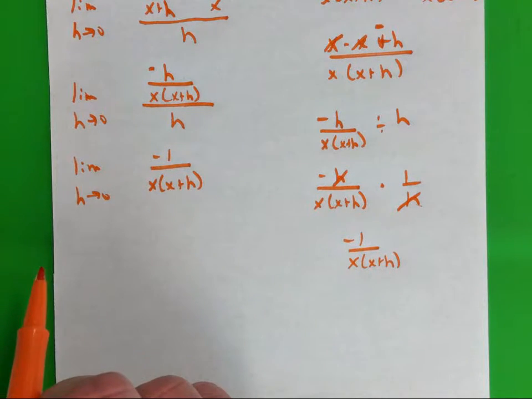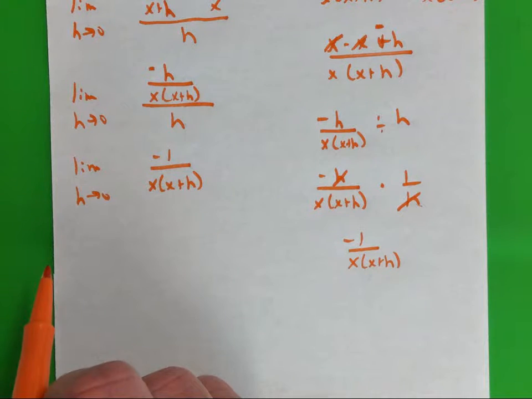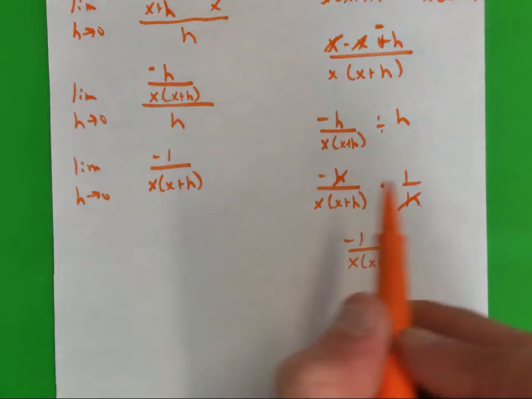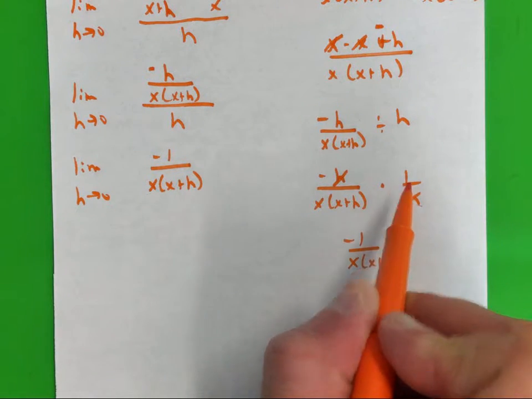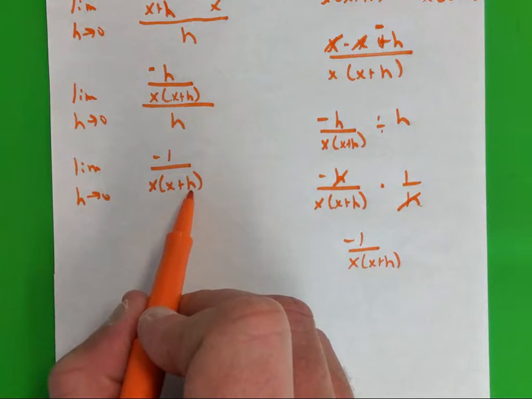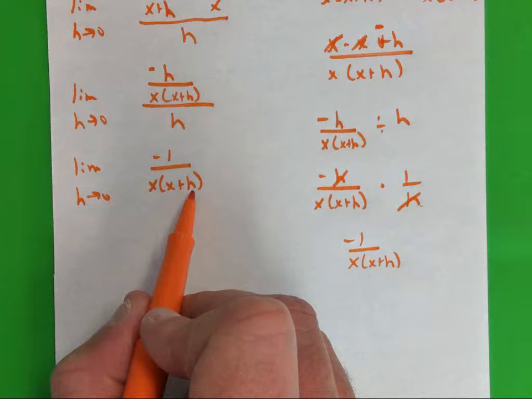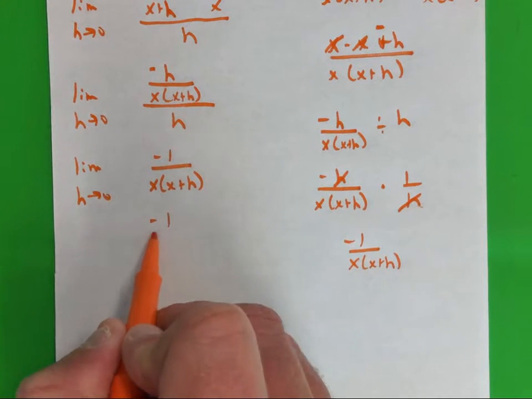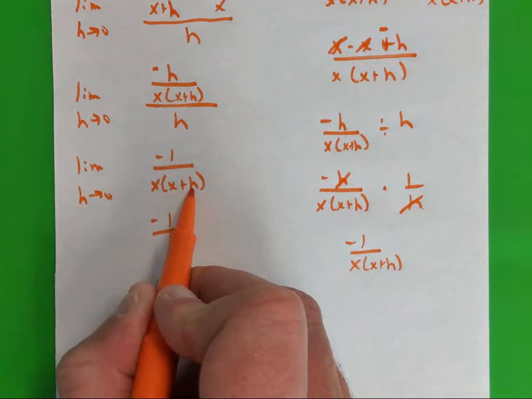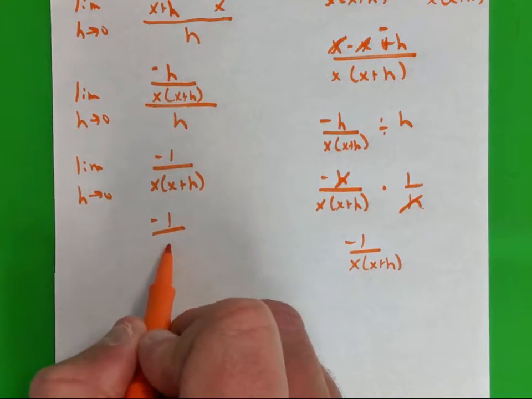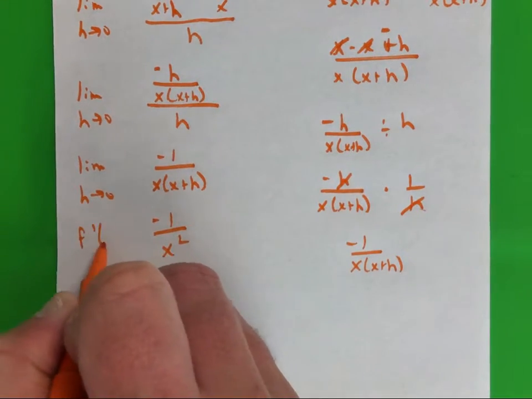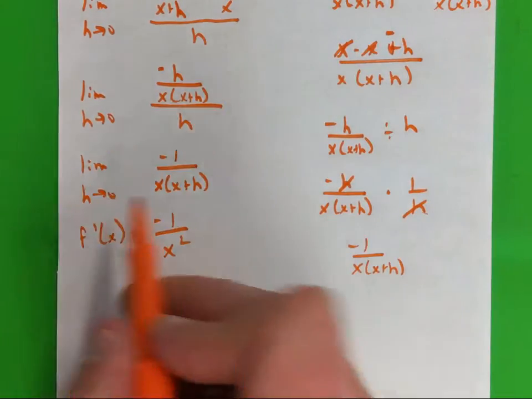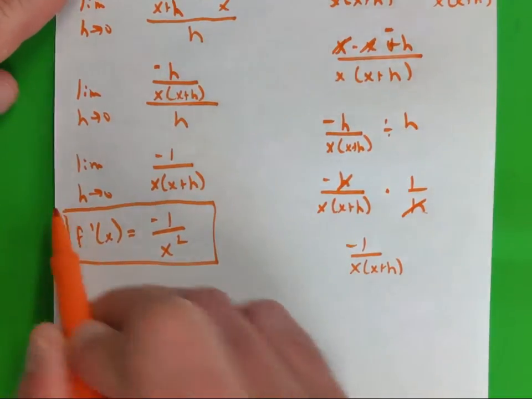What now? I just canceled these h's out, and that's a -1 times 1 right there. If I take 0 and plug it in, do I get 0 in the denominator? No, I get -1. X plus 0 is what? X times X is? Okay, you're good. That's your derivative right there.